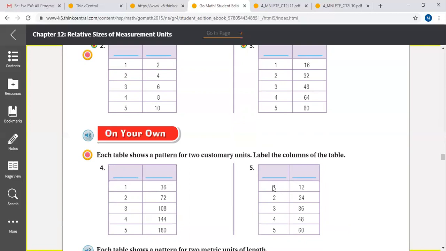Okay, question number 5: 1, 12, 2, 24, 3, 36, 4, 48, 5, and 60. We can write here years, and here it's months. Years and months. Okay?